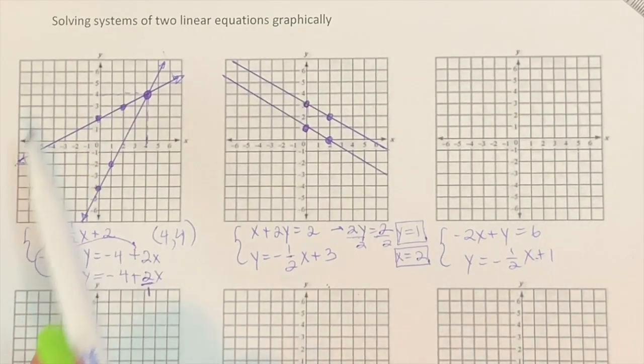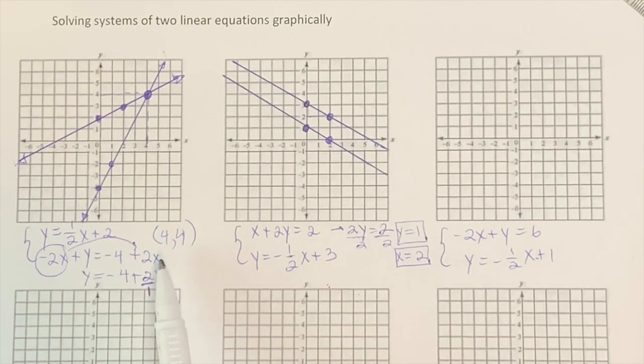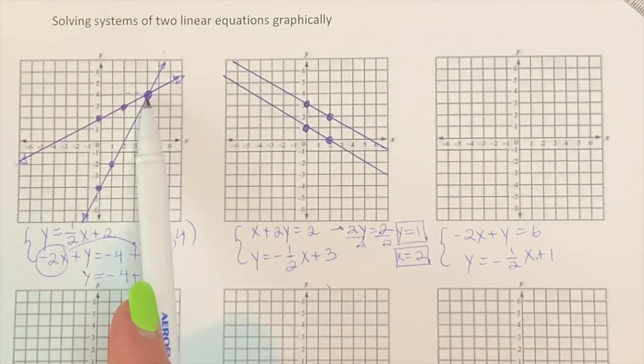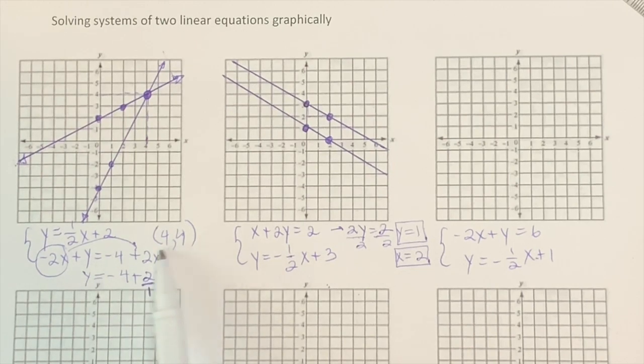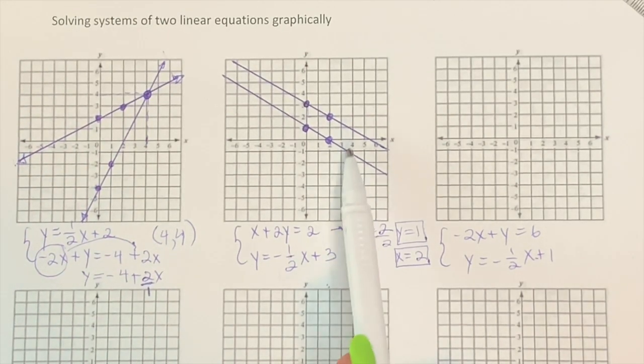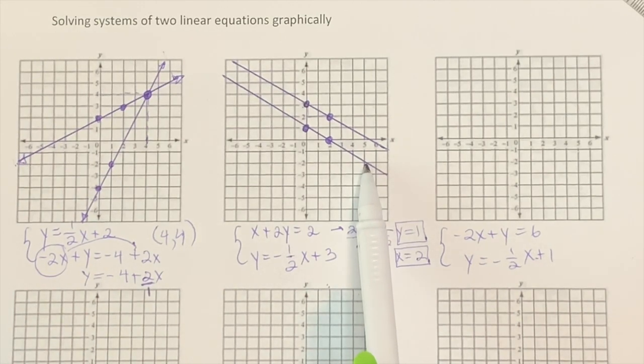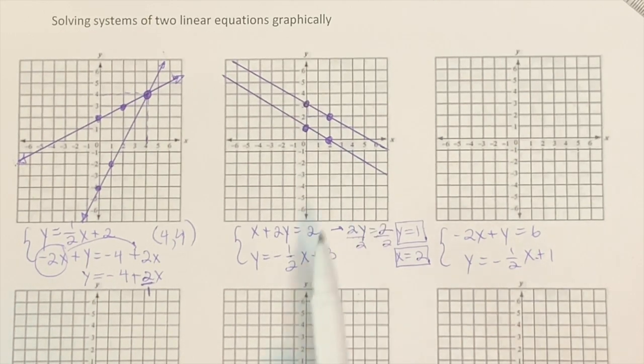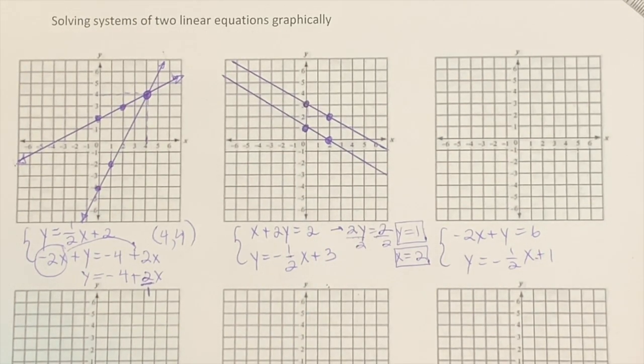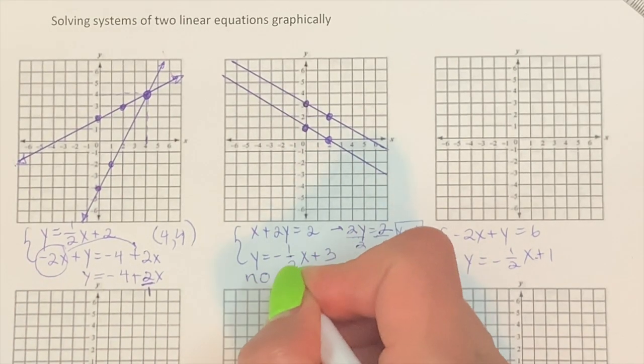Remember from the first example, the solution to the system was where the two lines intersected, specifically the coordinates of that point. Here, it looks like our two lines are in fact parallel. Parallel lines, those lines that have the same slopes, will never intersect. So the conclusion we can make for this system is that it has no solution simply because there is no point of intersection. So this is no solution.